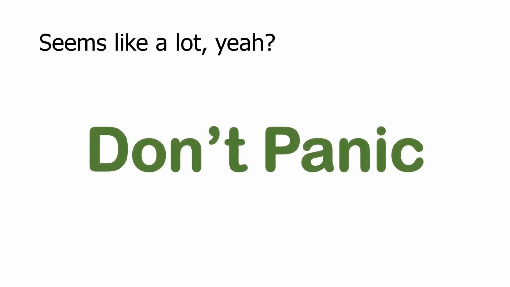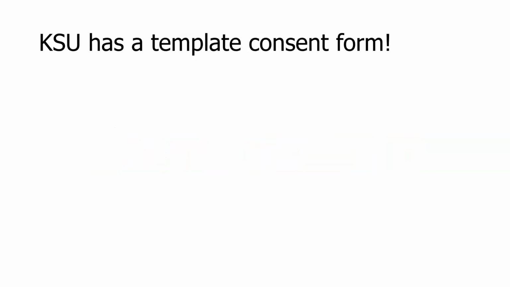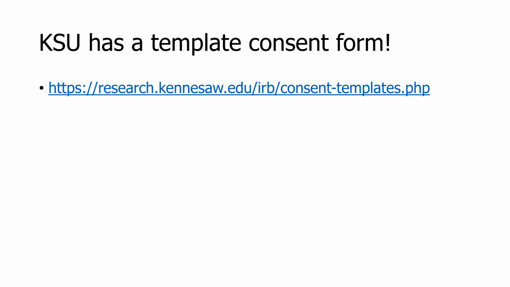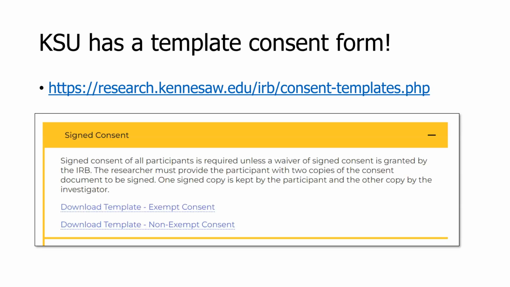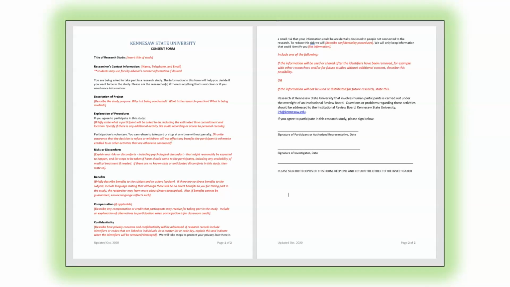This seems like a lot of stuff, doesn't it? Well, it is, but that's okay. Don't panic, because KSU has a template. Go to this URL, or you can also just Google search for Kennesaw IRB consent template. Scroll down the page, open up this box for signed consent, click the exempt consent template, and you will see this. That's right, a Microsoft Word document. All you have to do is fill in the red text, and you're off to the races.